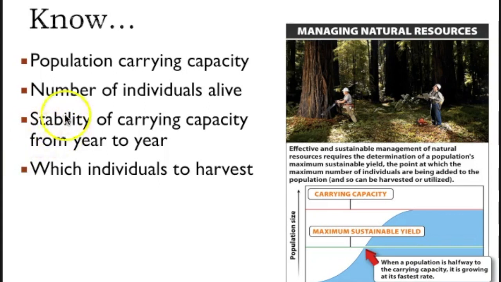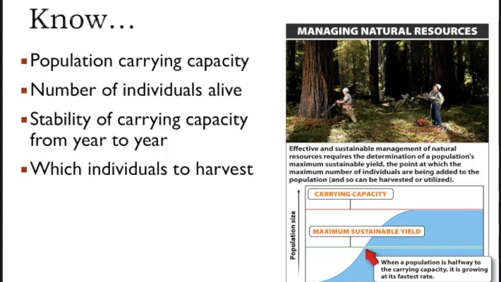The next one is figuring out stability of carrying capacity from year to year. I've let you think that carrying capacity is just this number, and it turns out that it's not always the same number every year. For example, some years you've got a drought, and in a drought, carrying capacity is going to be lower because there's not as many resources to go around. And finally, figuring out which individuals to harvest can be a real challenge.